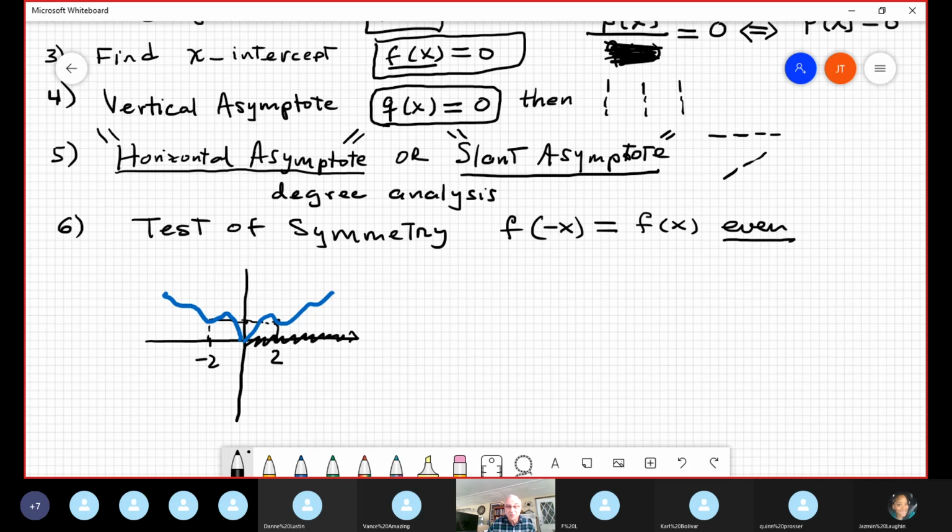Replace x for negative x, and you manipulate some elementary algebra, and you get exactly the same function. It doesn't change the function. It's because it's even. The positive part and the negative part are symmetric. It's the same. Because I care only about the positive part, because the negative part I know gets the same value of the y.